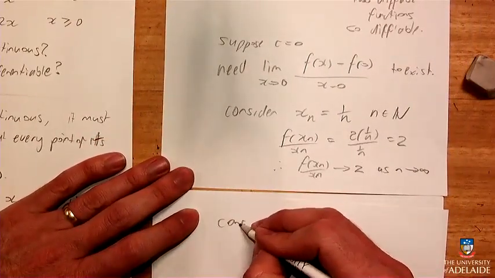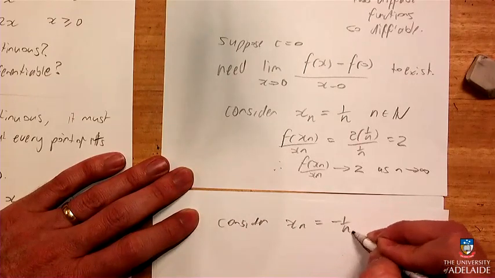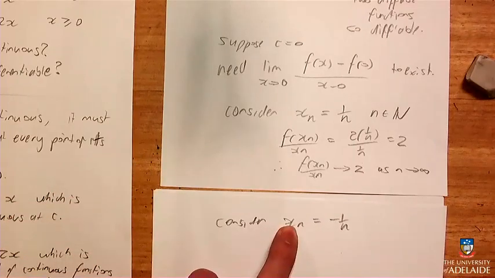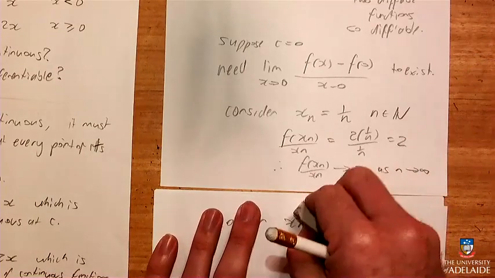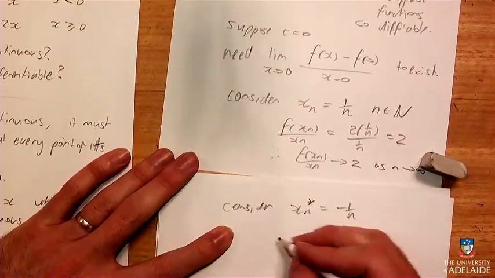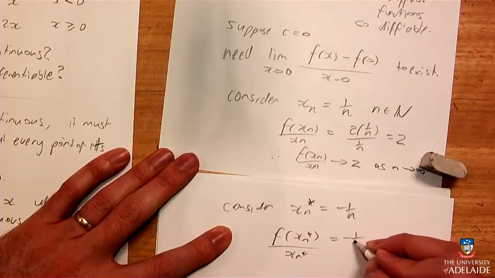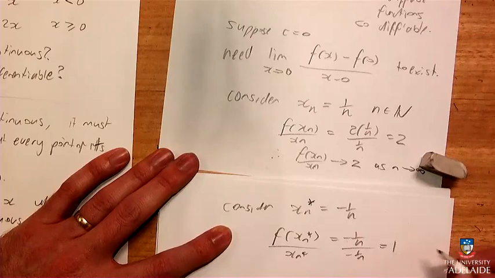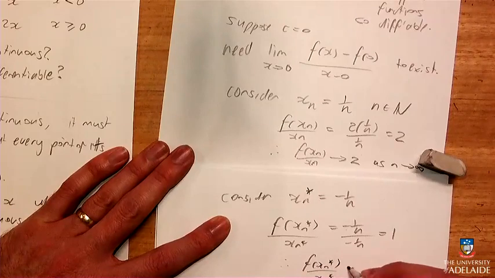And consider, I'm going to be sloppy and use the same symbol for xn if that's okay. I really shouldn't. Dashed, there we go. Oh, that's distressing because we've got derivatives as well. Star, nice. Okay, and so f of xn star over xn star is minus 1 over n over minus 1 over n, which is 1. And so therefore f of xn star goes to 1 as n goes to infinity.